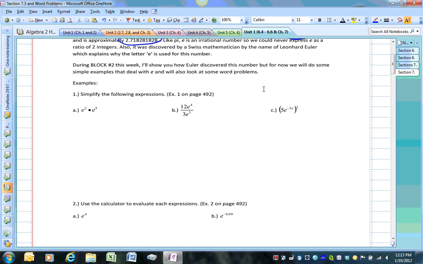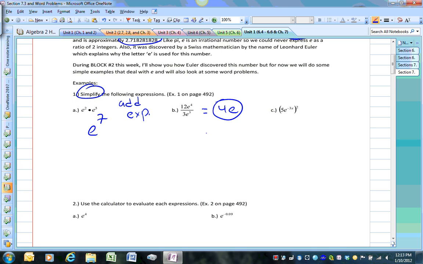And they're pretty simple. Like here, you have to simplify the following expression. So that's just simply e to the 7th power. You just want to add the exponents. What do you think about this one here? If you said 4e, you're 100% correct. Because 12 divided by 3 is 4, e^4 over e^3 reduces to e^1.